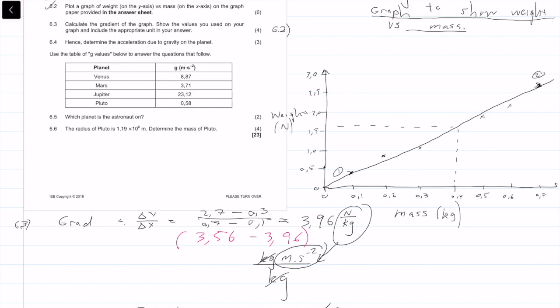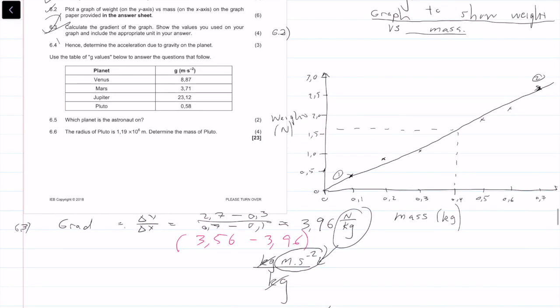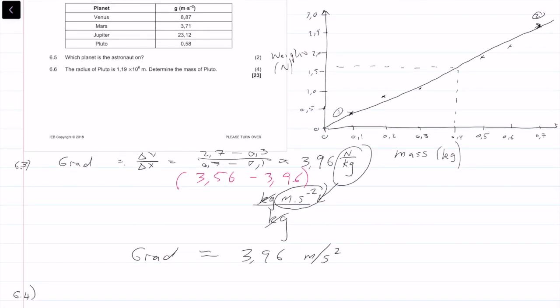Include appropriate units in your answer. We've done that, so 6.3 is done. The next question is 6.4, which says, hence determine the acceleration due to gravity. The acceleration due to gravity we can say is g, and we already know the units are meters per second squared.